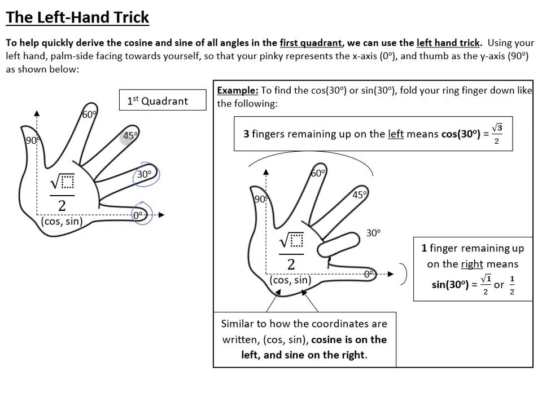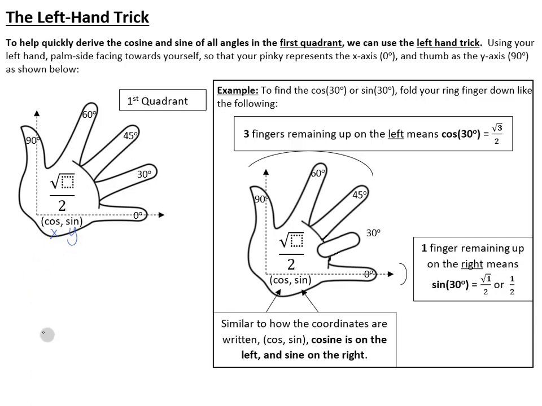0 for your pinky, 30 for your ring finger, 45 for your middle finger, 60 for your index or pointer finger, and 90 degrees for your thumb. We're going to use this blank format, square root of blank over 2, like the pattern we just showed you. And just like our coordinates, x, cosine, is on the left and y, sine, is on the right, just like we would write an ordered pair.